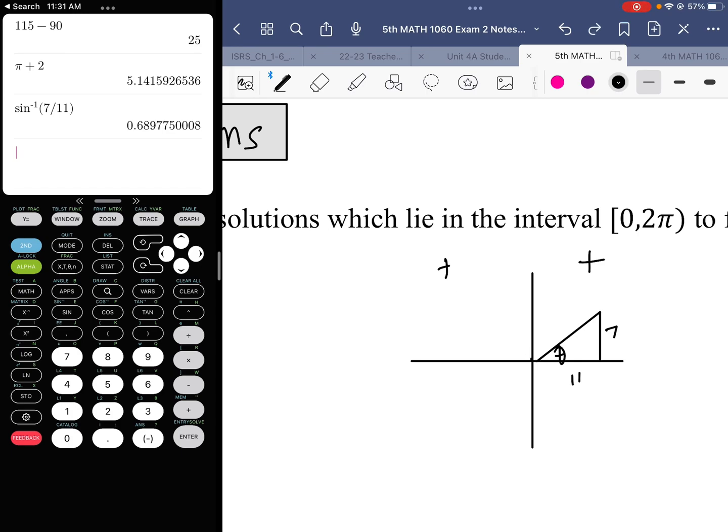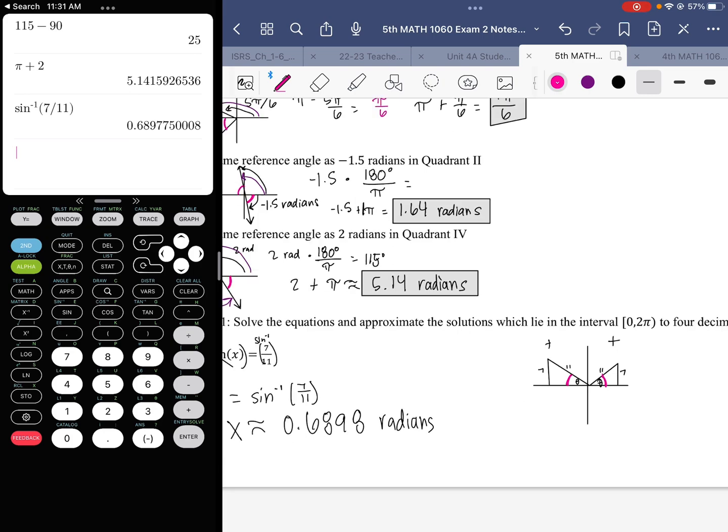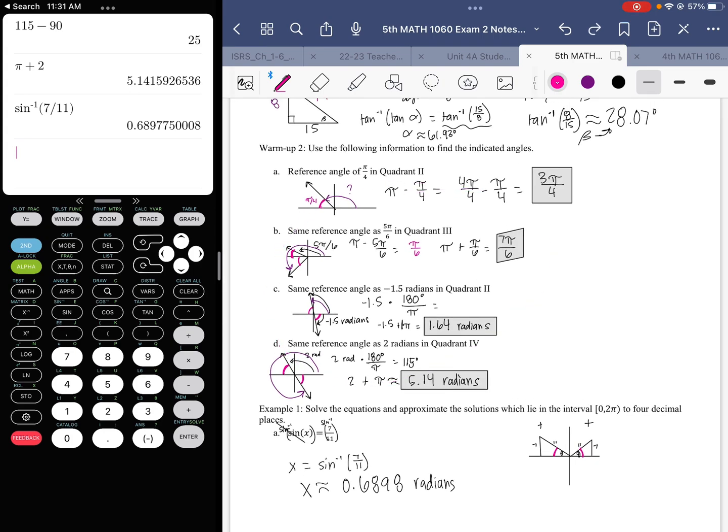There's another angle that this is true for. This would also be 7 over 11 and give us a positive answer. Well, crap, what do we do then? How do we know which one we just found? So this is the one we just found, okay? We also need to think about this one, though, which is why we did all of this, because they share a reference angle, right? So how would we deal with that?